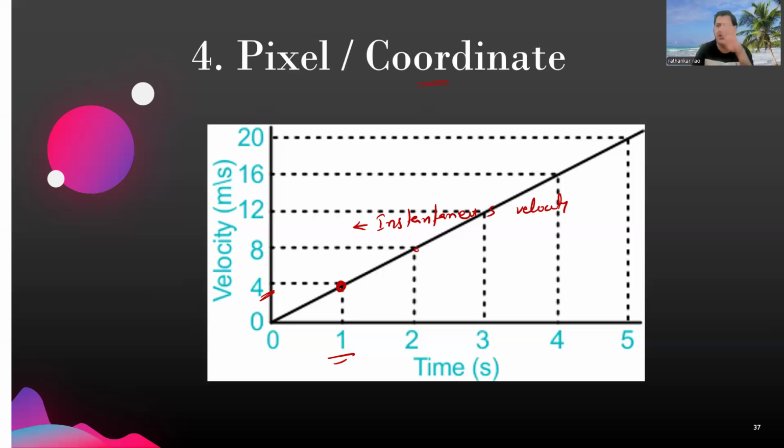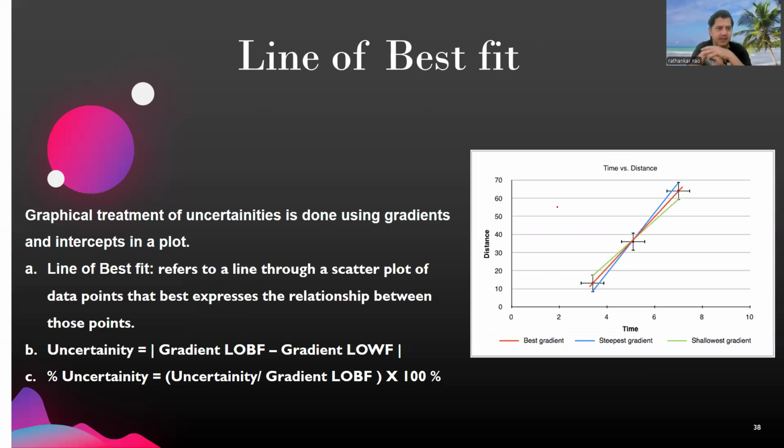You need to use all the four parameters, right? So line of best fit. Now let us understand what is line of best fit. Line of best fit refers to a line through a scatter plot of data points that best expresses the relationship between those points. So when you have a scatter plot, what is a scatter plot? A scatter plot is nothing but you put some coordinates, right? X and Y coordinate for this point, X and Y for here, X and Y for here. You put it across. Now the red line that you get here is a best gradient.